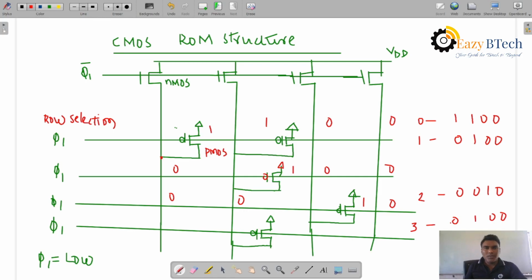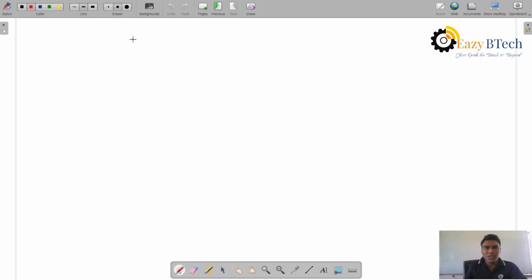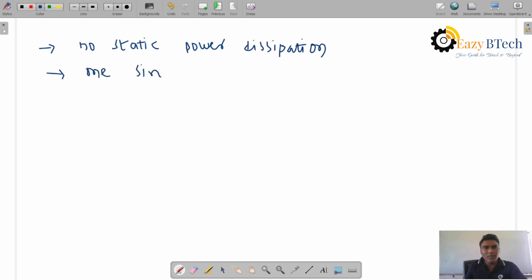So in the CMOS structure, there is no static power dissipation, as in the NMOS structure. Only a single phase clock is used.